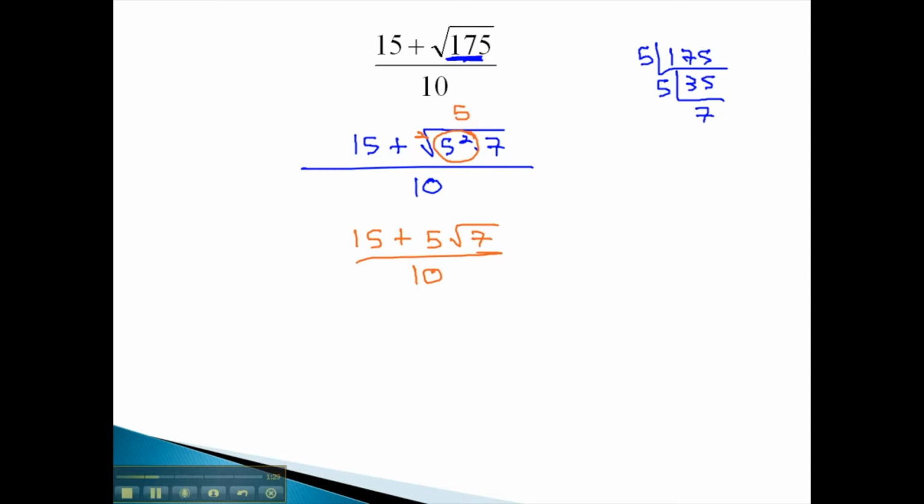Before we can reduce the fraction, we must first factor the numerator. The numerator has a common factor of 5, leaving behind 3 plus the square root of 7 over 10. And now we are allowed to reduce the fraction by dividing out common factors. 5 and 10 are both divisible by 5, leaving a 2 behind in the denominator. For my final answer, we have 3 plus the square root of 7 over 2.